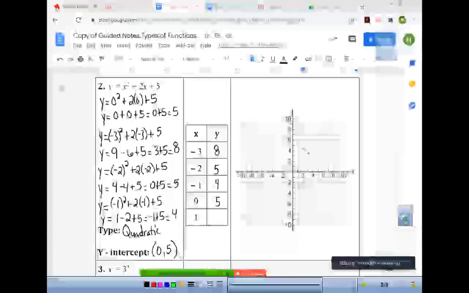All right, and we got one more. I'm running out of space down here, so I'm going to go up here above my graph. So now we're doing 1. So 1 goes in for my x's.